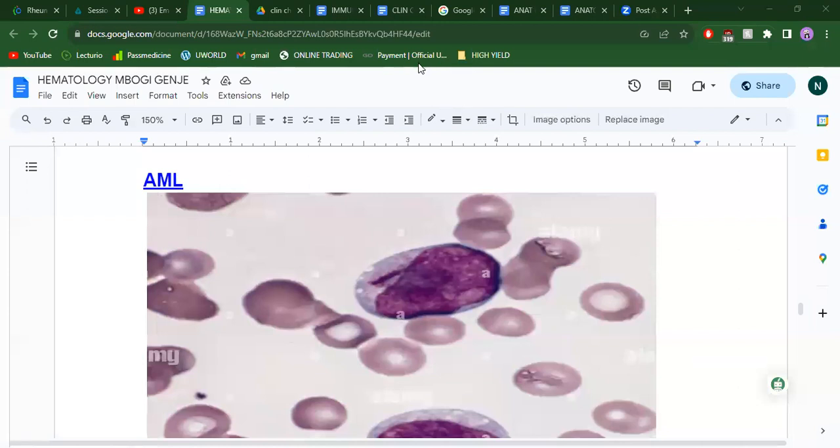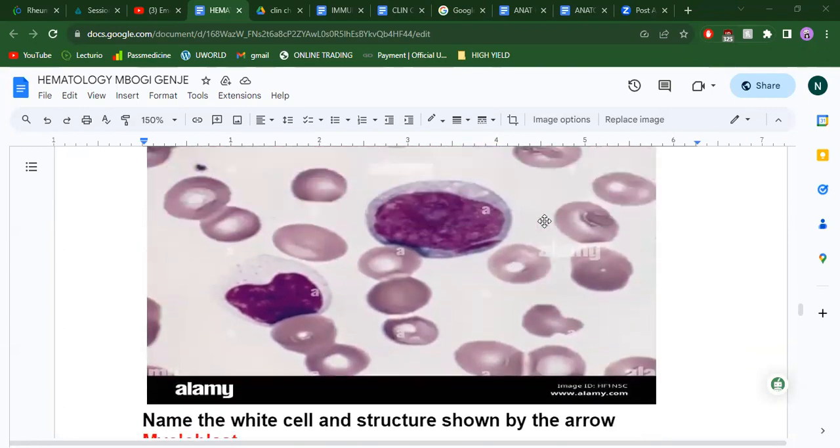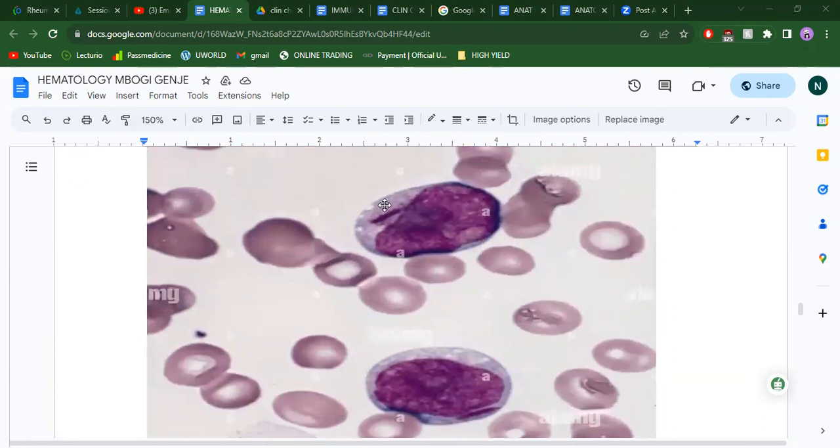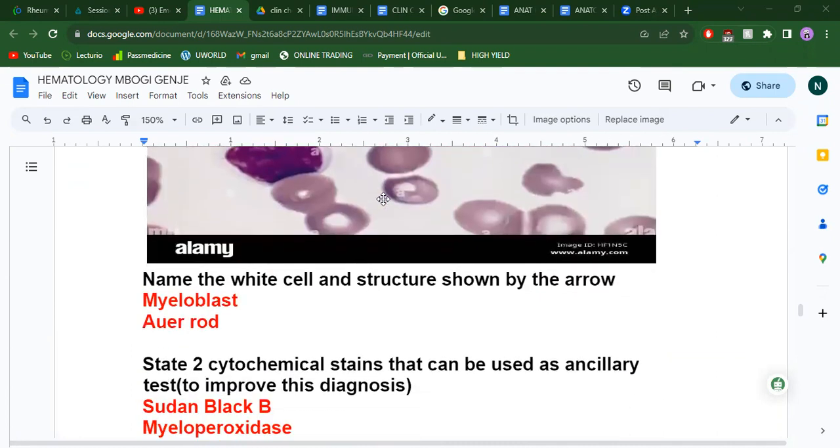It's a myeloblast, not a myelocyte, because it's the immature form. Okay, yes, myeloblast. Then the structure shown by the arrow. Most likely they'll point this arrow. So this is an Auer rod.